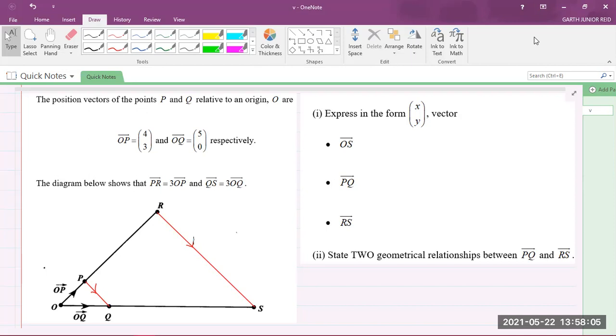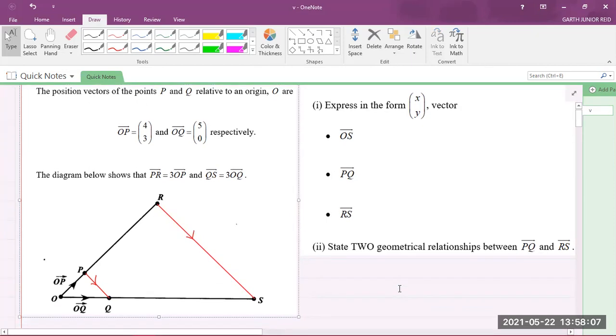Now, please ensure you put in those red lines on your diagram. That was not given to us in the question, but I drew it so that you would get the visual understanding, because we're going to need that later on. So the first part of the question says we're to express in column matrix form the vector OS, PQ, and RS. And part 2 says we're to state two geometrical relationships between the vector PQ and the vector RS.